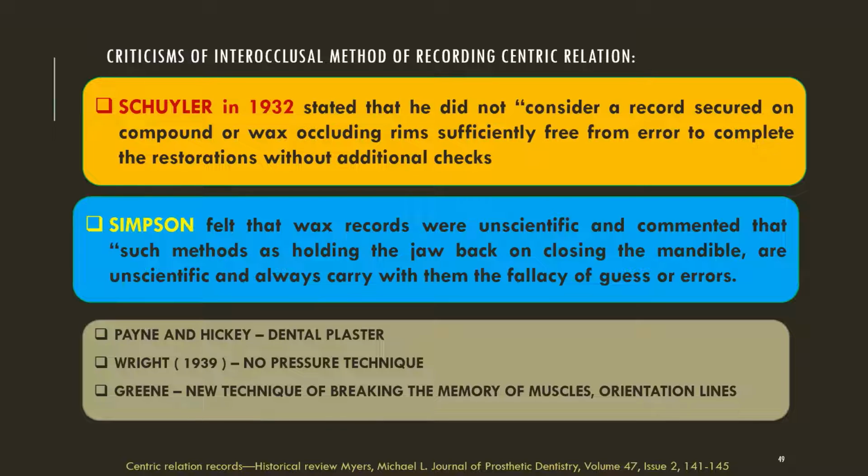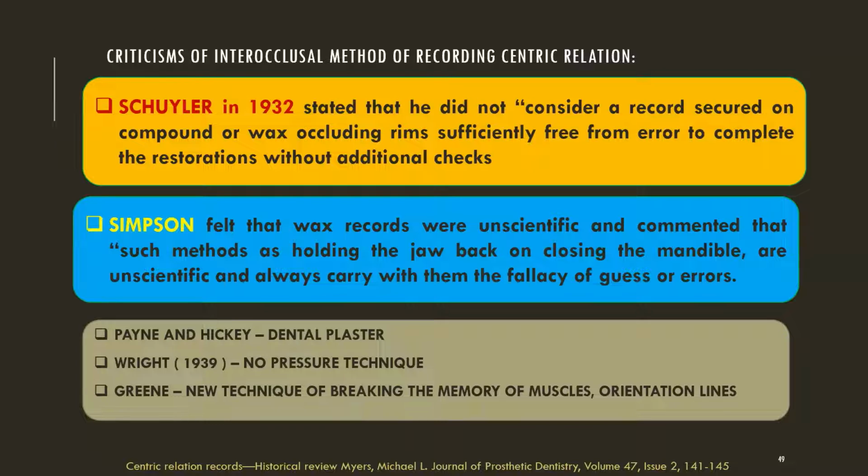Then Chula said that modeling compound is preferred, as it softens more evenly and does not release stress, leading to distortion as much as wax. Then Simpson felt that wax records were unscientific and commented that such methods as holding the jaw back and closing the mandible are unscientific. Payne and Hickey stated that dental plaster was the most preferred material because of its rigidity and setting time. Wright in 1939 suggested that a no pressure technique should be used to record the centric relation. Brown in 1954 suggested that centric relation can be obtained by having the patient bite repeatedly on the softened occlusal rims, but it was concluded that the centric occlusion obtained from this technique was due to habitual motion of the joint and not the true technique.